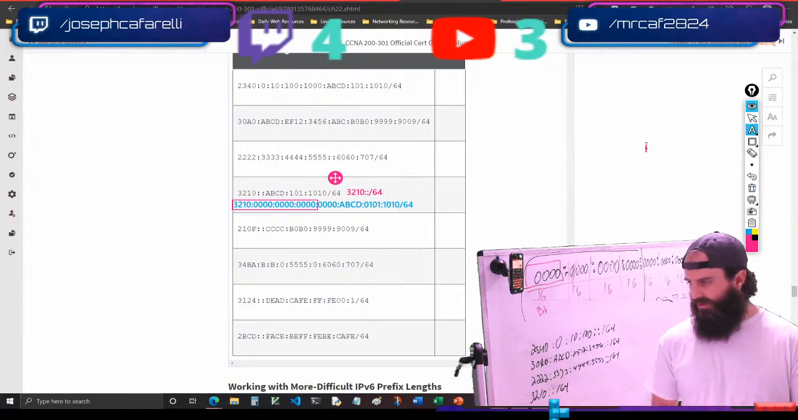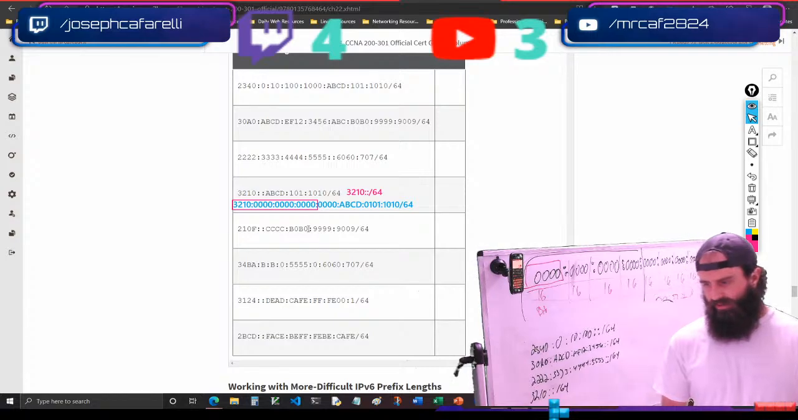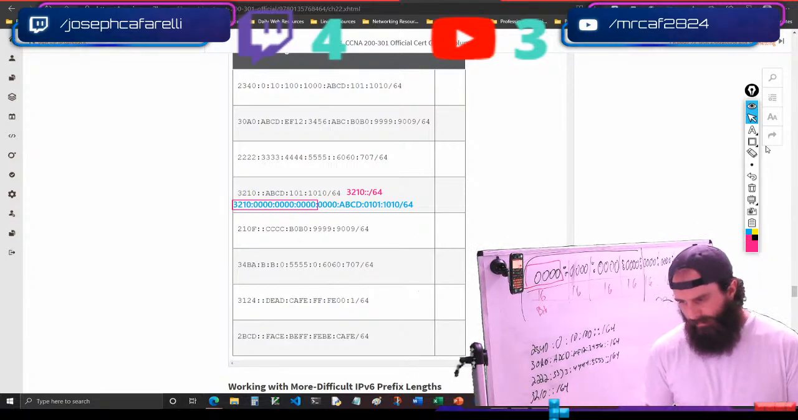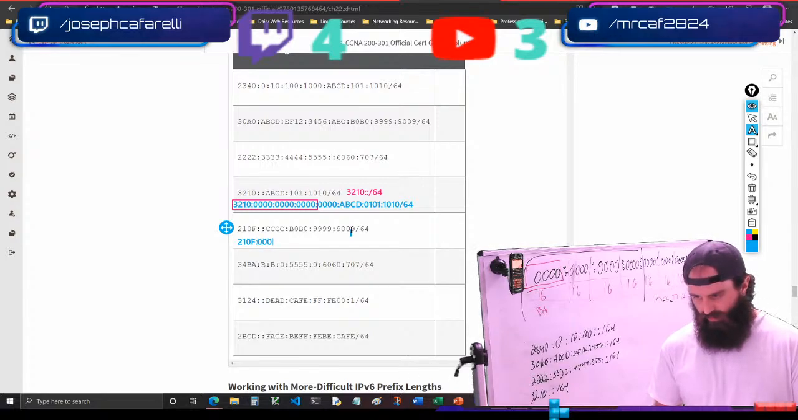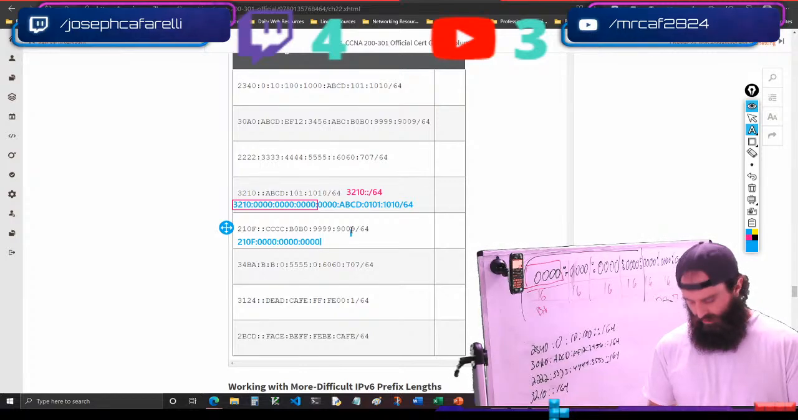So let's check out this other one. What do we got? We have the same thing, so we'll set up the problem exactly the same way. 1, 4, 5. It's showing us 5 quartets, so that means we have 3 leading zero quartets here. So 2, 4, 0, F, colon, 1234, colon, 1234, colon, 1234, colon. That's 1 through 8.